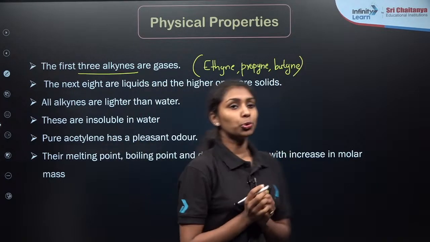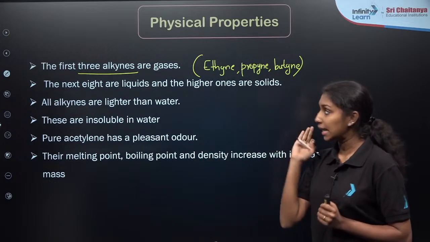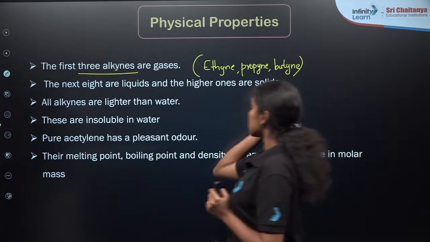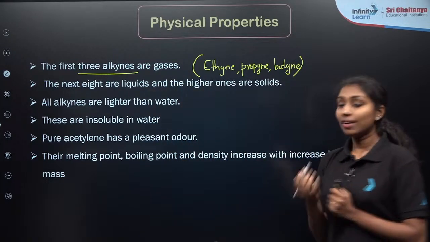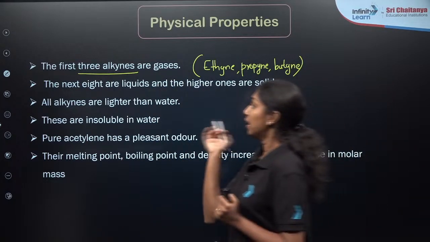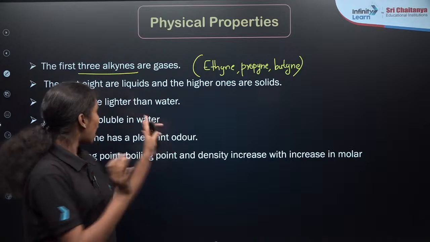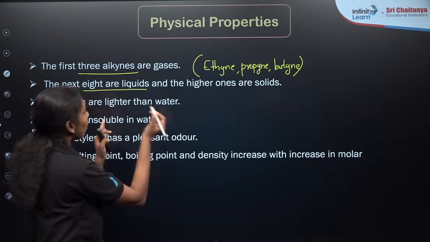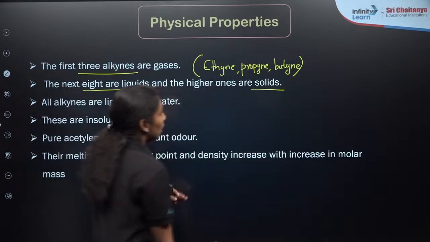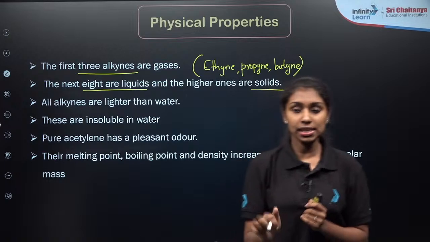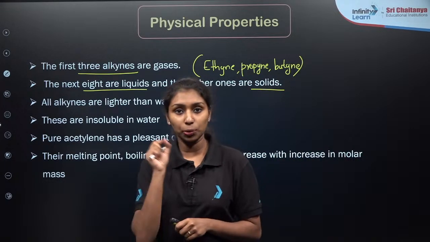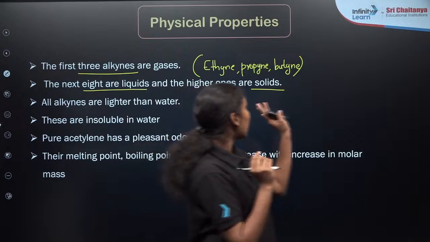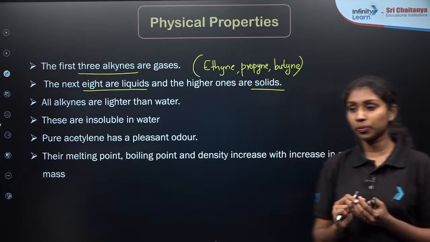Ethyne, propyne and butyne, right? These are the first three members of the alkyne series. So we can say these three are gases in nature. Then what about the next ones? The next 8 alkynes are liquids and all others are solids in nature. This is the physical state of the alkynes. First 3 alkynes are gases, the other 8 are liquids, and all the higher alkynes are solids in nature.